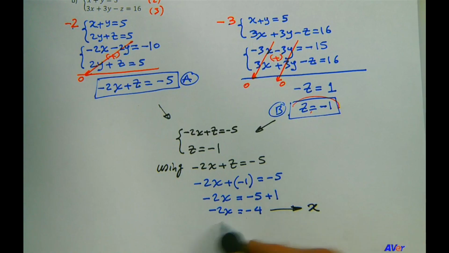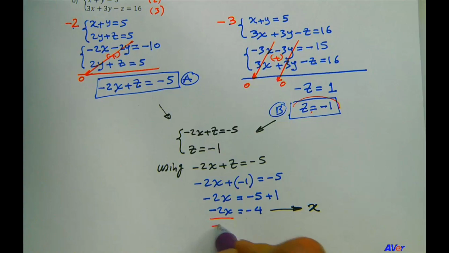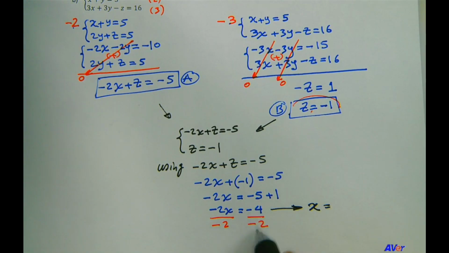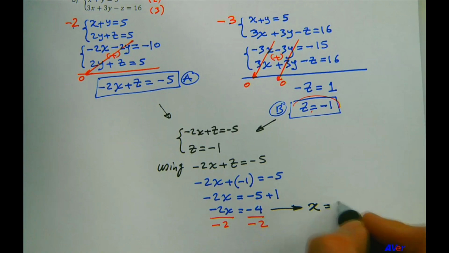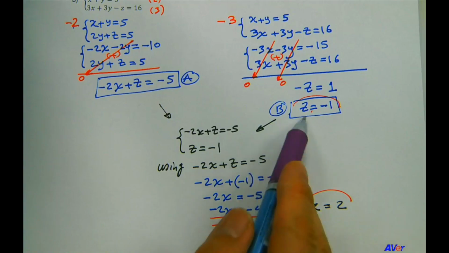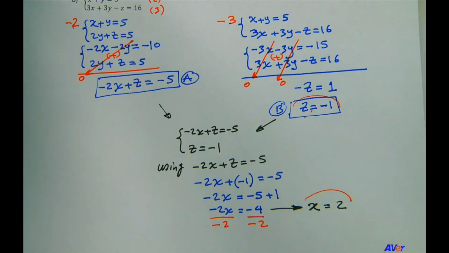equation, divide both sides. To isolate x, what do we have to do? Divide both sides by negative 2. On the left, we just have x. On the right, we have negative divided by negative is positive 2, right? So that's x. So z is equal to negative 1 and x equals 2.